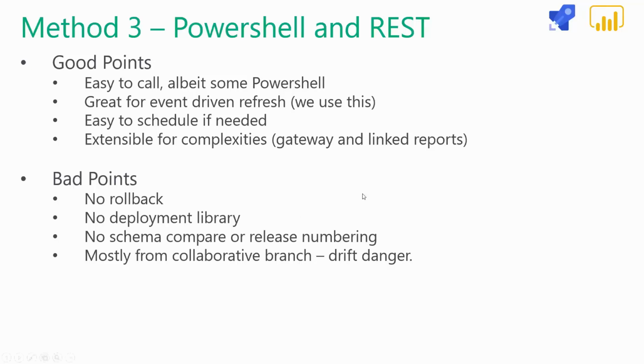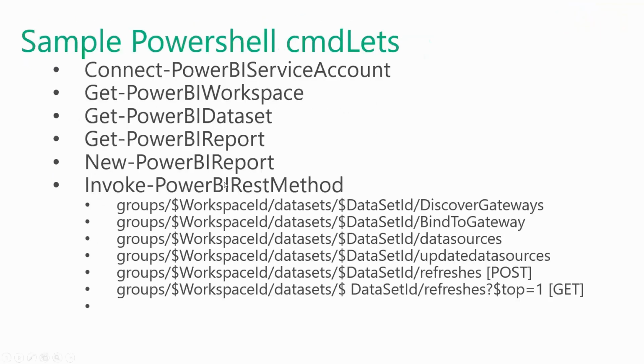So the last method is really combining the PowerShell. It doesn't have to use PowerShell. This is the full enterprise. Oh yeah, here are some sample commandlets. These are the main commandlets that I would use: get a list of workspaces, get a list of datasets, get a list of reports, publish a report, and then invoke the REST method for the things that don't have a commandlet. The most common one I'm surprised doesn't have a commandlet is to refresh, or to get the refresh history. That is a REST call, but it's not that complex.